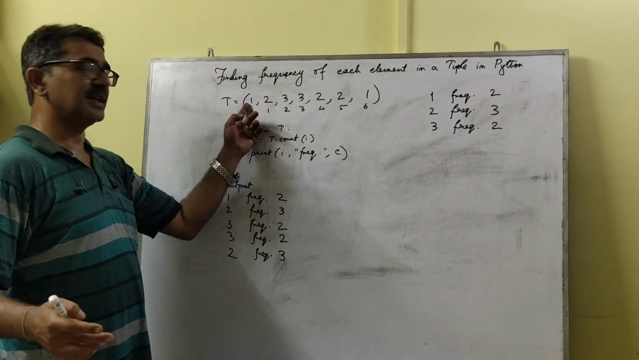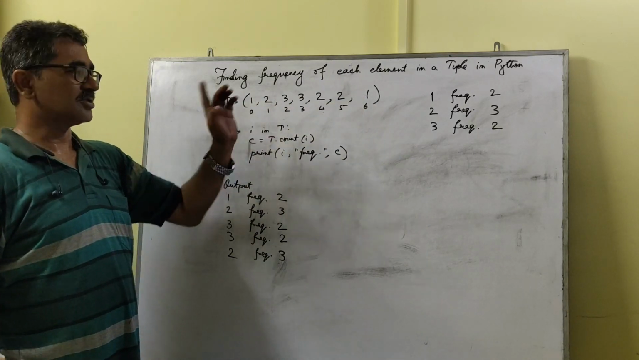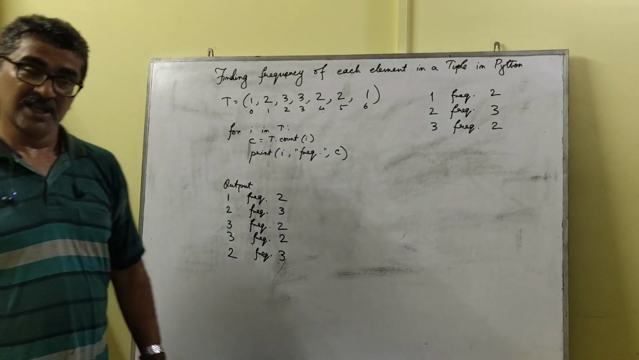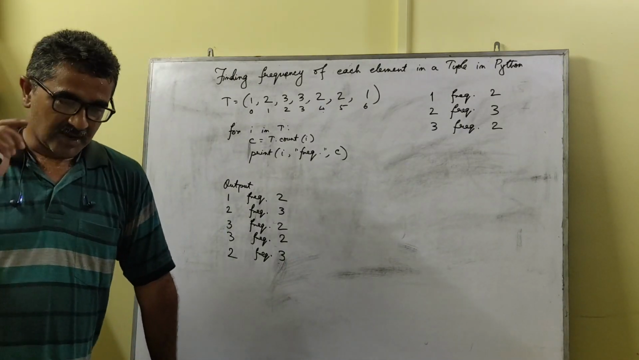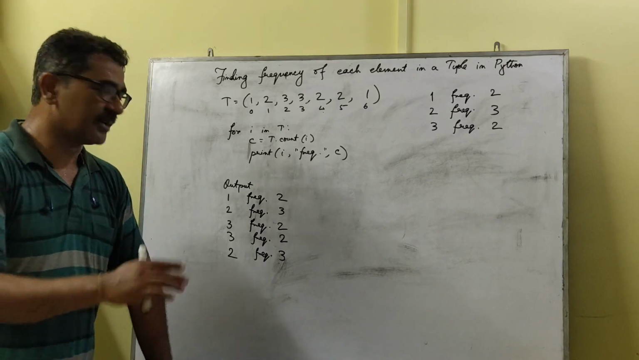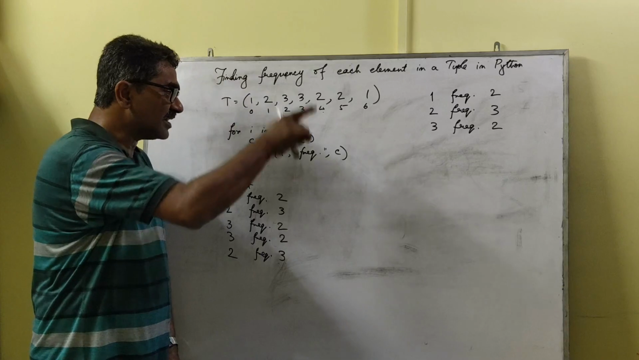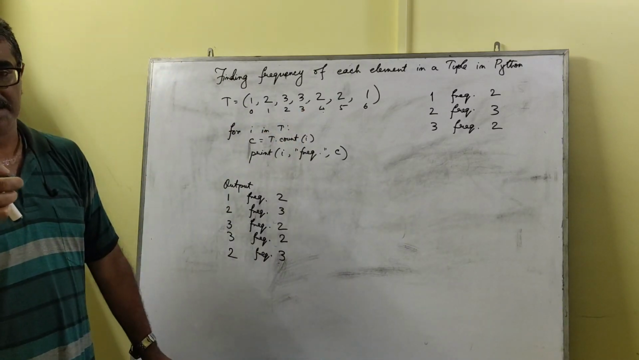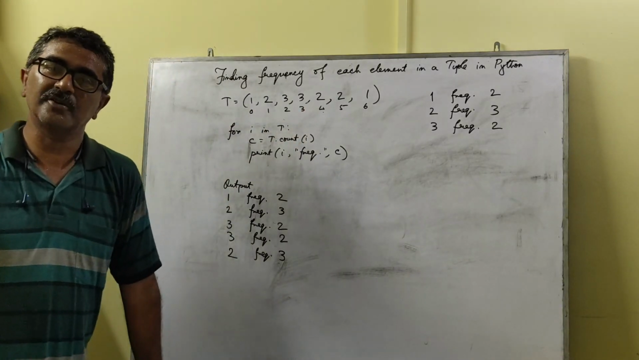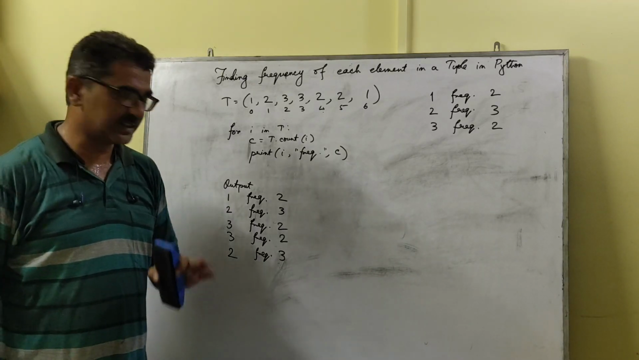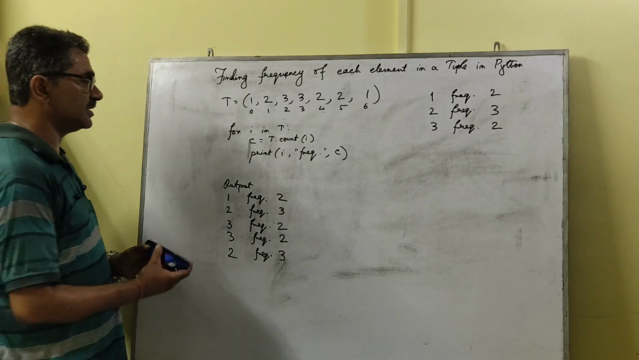Again, the element 1 is present before it, so I am not going to find its frequency because I have already found its frequency before. In other words, when I get the element for the first time, that means its first occurrence inside the tuple, only then am I going to find its frequency. Any subsequent occurrence, we are going to leave it. So this should be the approach of finding the frequency of each of the elements inside the tuple.